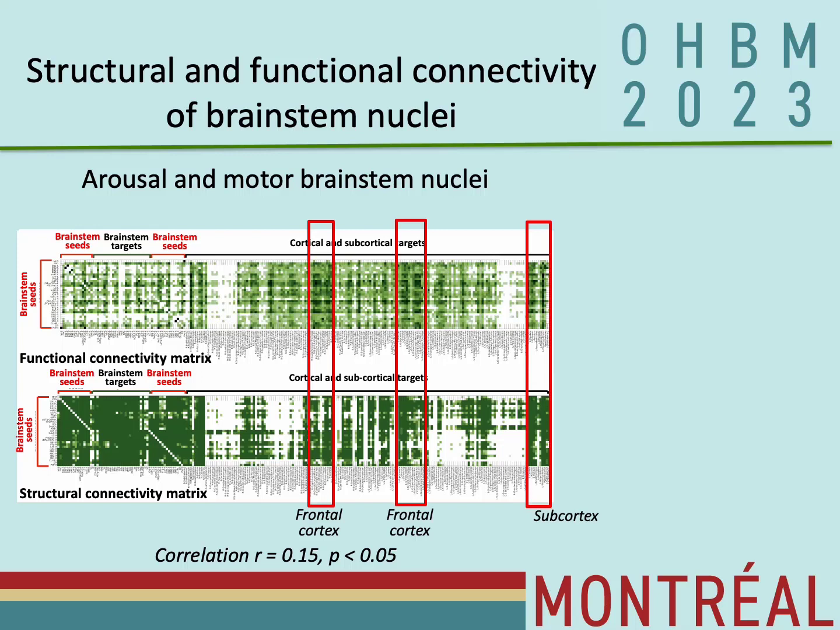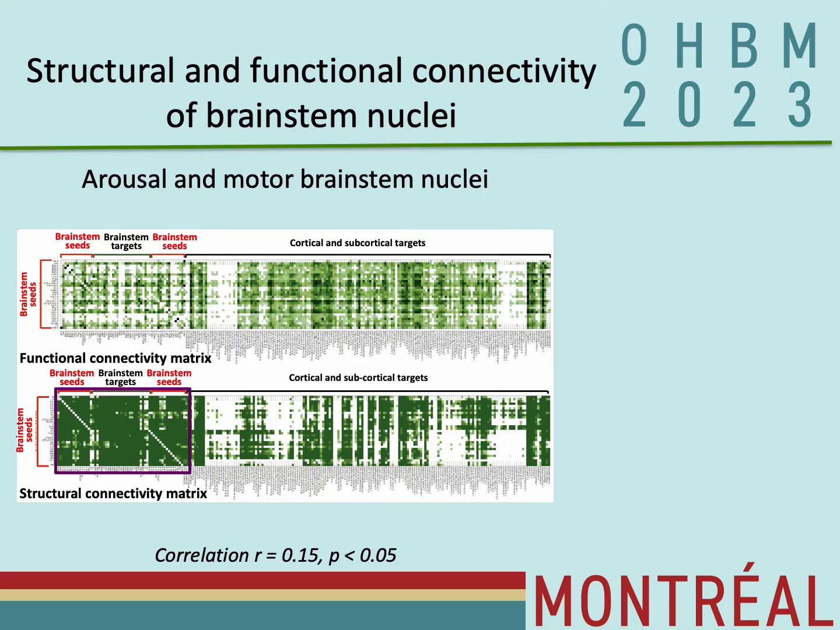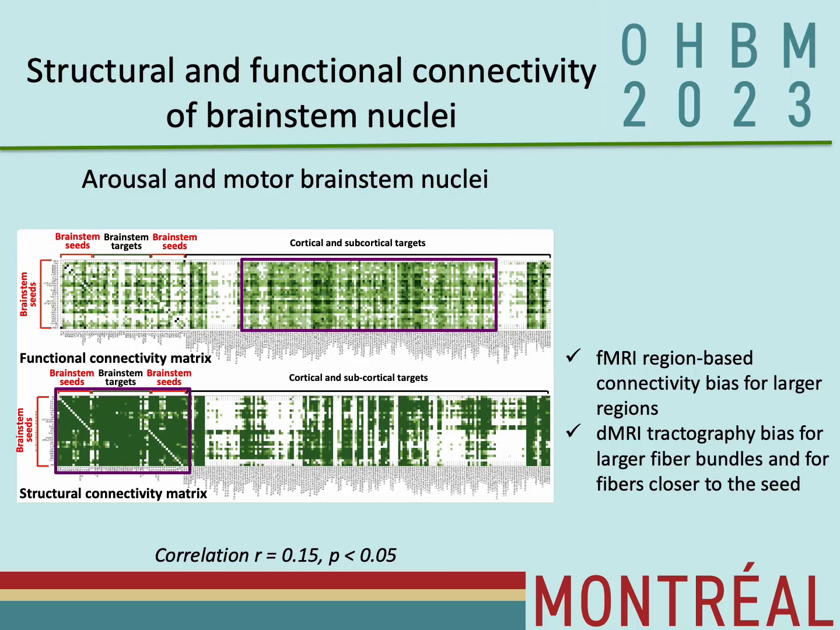Specifically, we observed a similar stronger connectivity of brainstem nuclei with the frontal cortex and subcortical regions, and weaker connectivity with the visual cortex, although with some differences, as the structural connectome was denser within the brainstem and the functional connectome was denser within the cortex, possibly due to the respective different sensitivities and biases of the two techniques, namely the higher sensitivity of fMRI connectivity towards larger regions and the tractography bias towards larger fiber bundles and fibers closer to the seed.